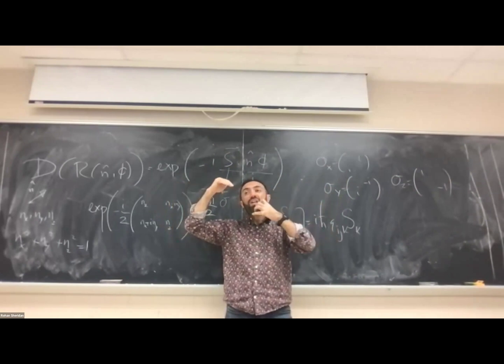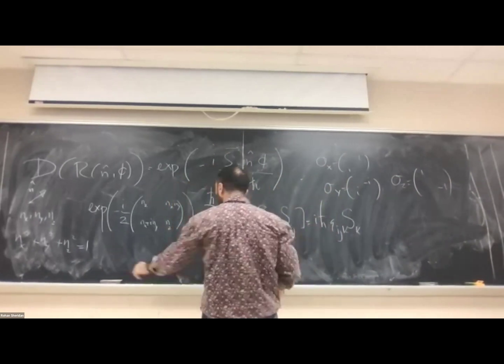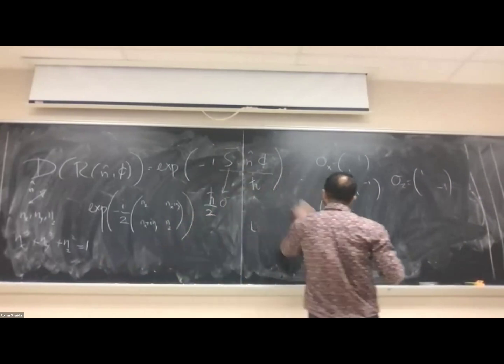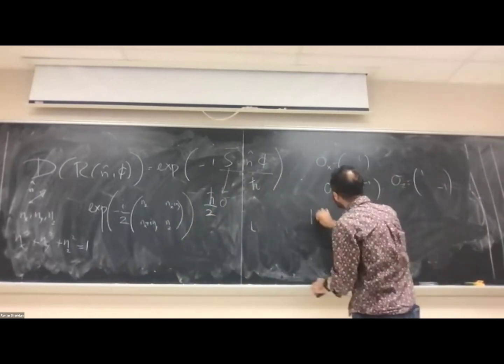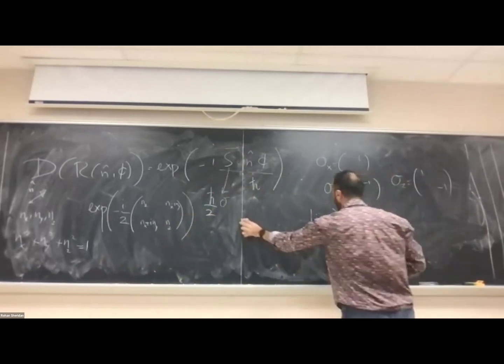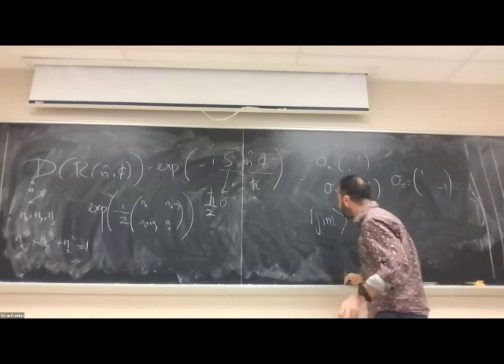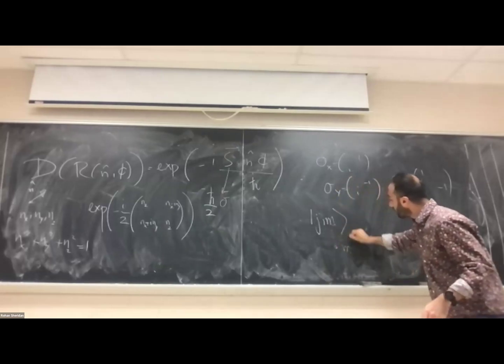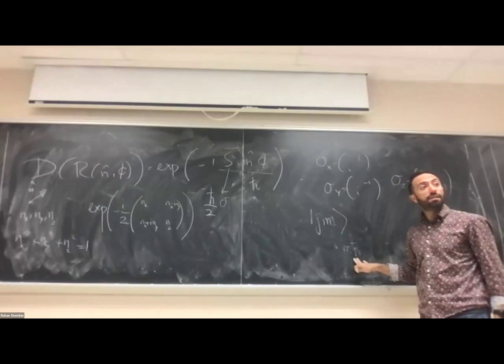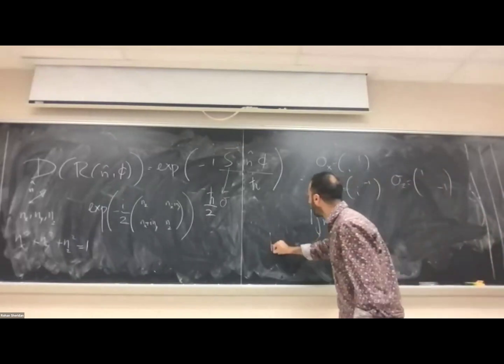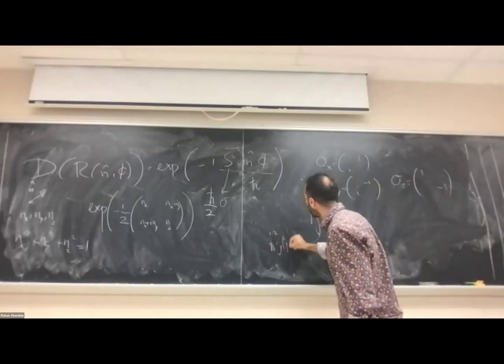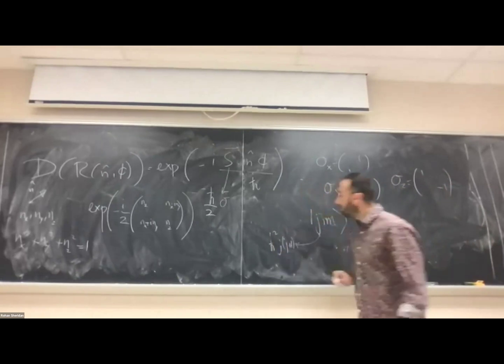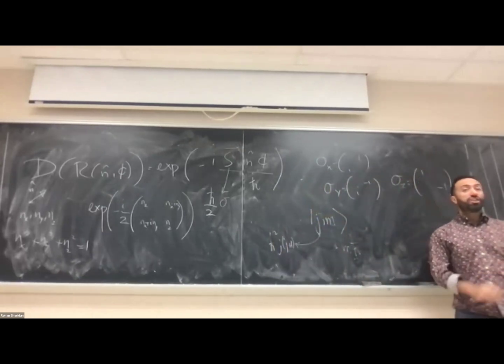We saw that representations of SU(2) took the following form. They were labeled by two parameters, J and M. ħ M is the eigenvalue of J_z, and ħ² J(J+1) is the eigenvalue of J squared.